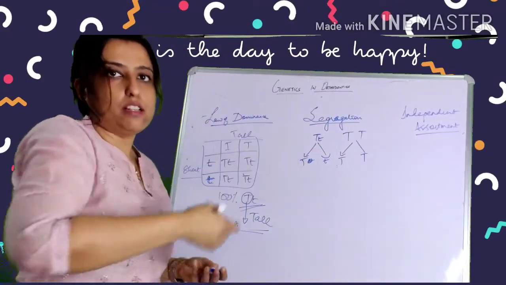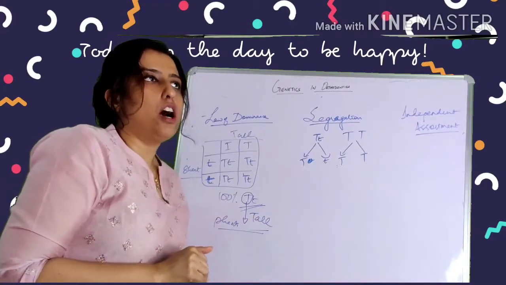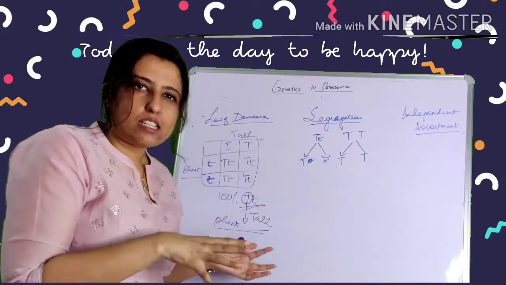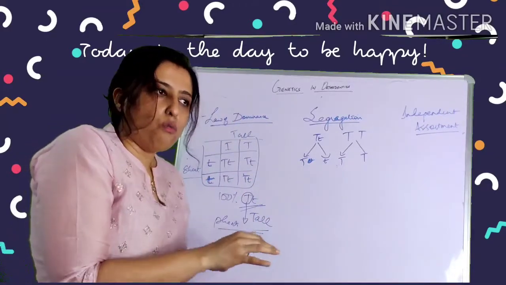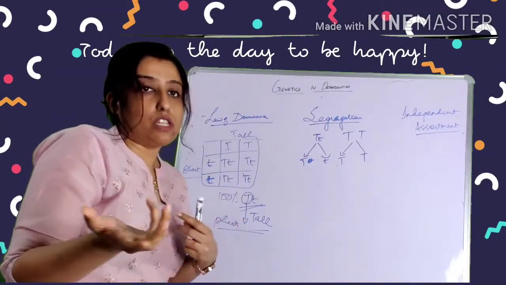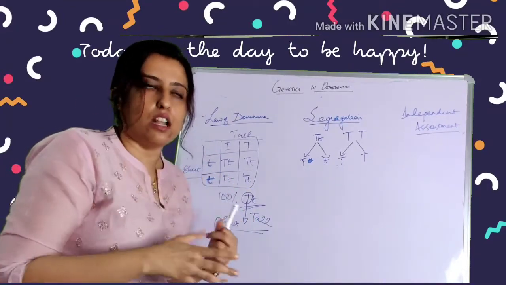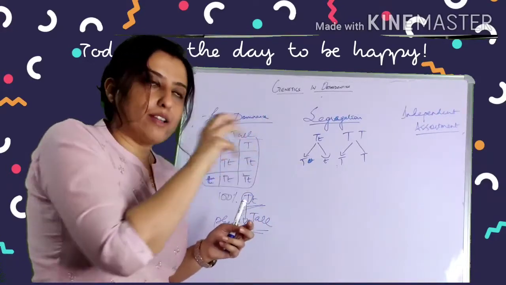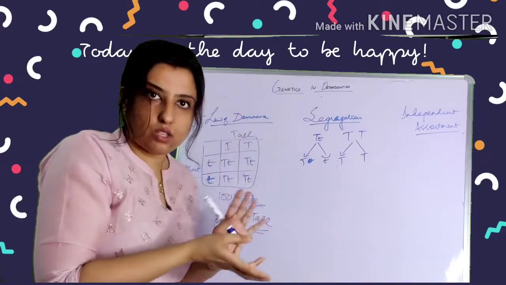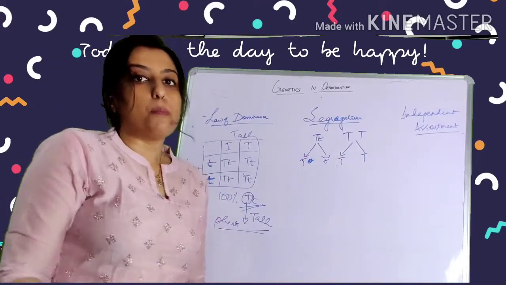Independent assortment, that is the law of independent assortment. That means that more than one trait, height, color, all those are independent of each other. So whether I'm short or tall, it does not depend on whether I have brown eyes or blue eyes or any other character. All of them are located maybe on the same chromosome at different locations, but they don't affect each other. So that is the law of independent assortment. So this is about Mendel's law.